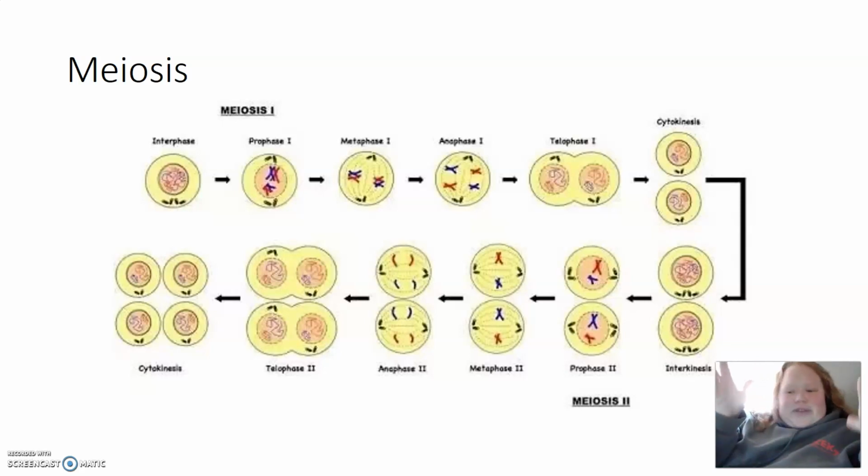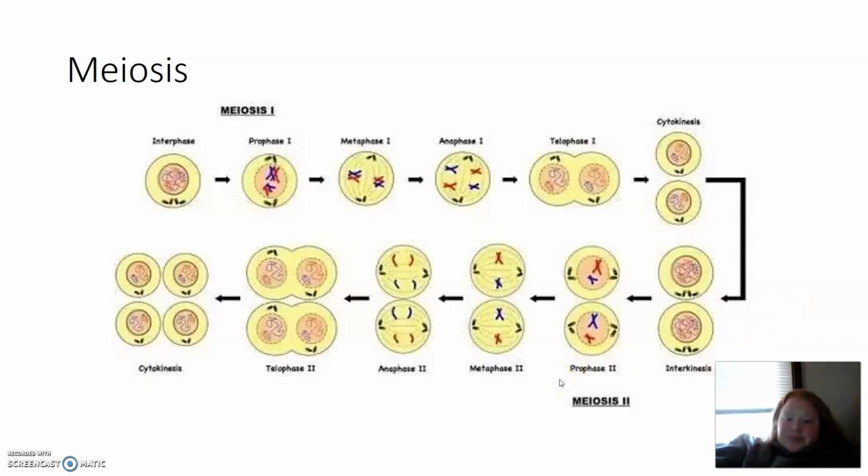Sometimes it doesn't last very long. It's different between males and females. So females will have primary oocytes here. This is called, in a female, a primary oocyte. And you're actually born with all of those that you have. And then they undergo meiosis 2.